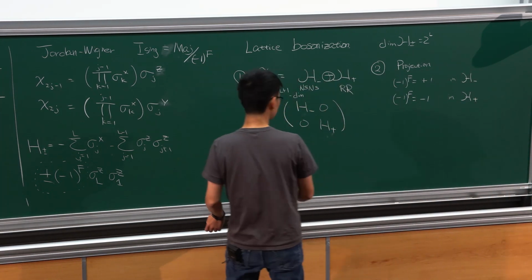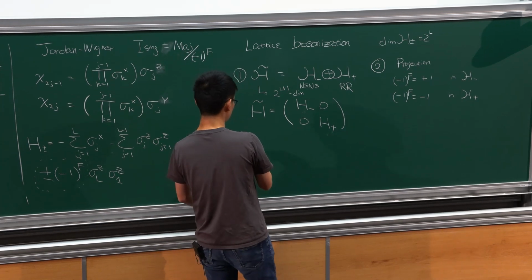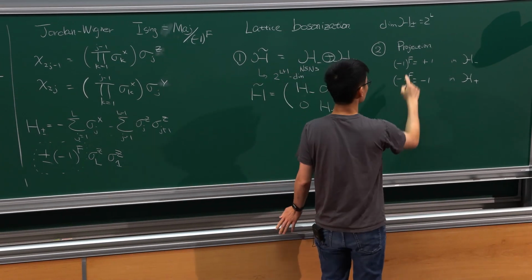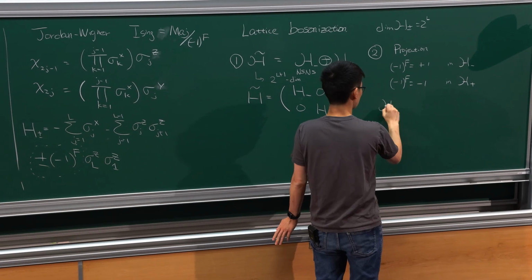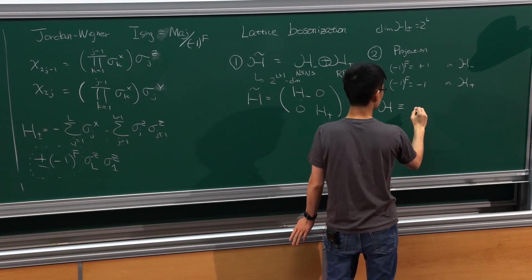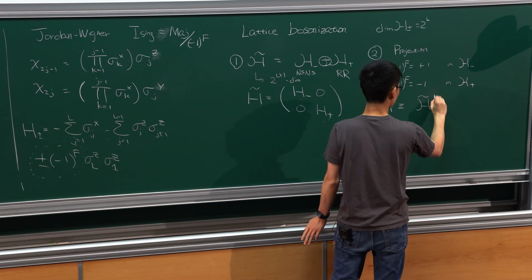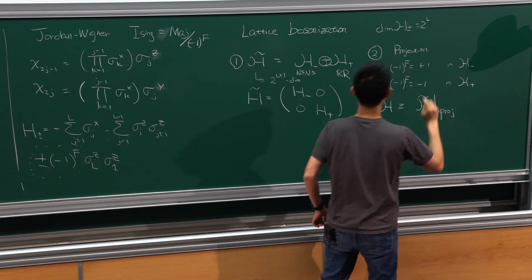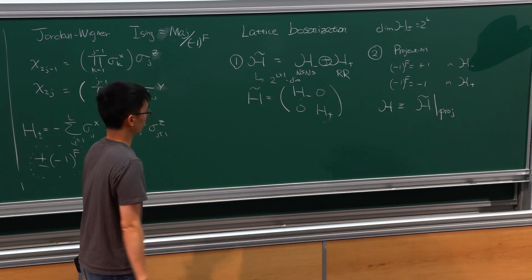Okay, so after these two steps, you find that the Hamiltonian... okay, there's one more thing. So I do a projection. I define a new Hilbert space to be this bigger one subject to the projection. So let's take a look at what we have done.